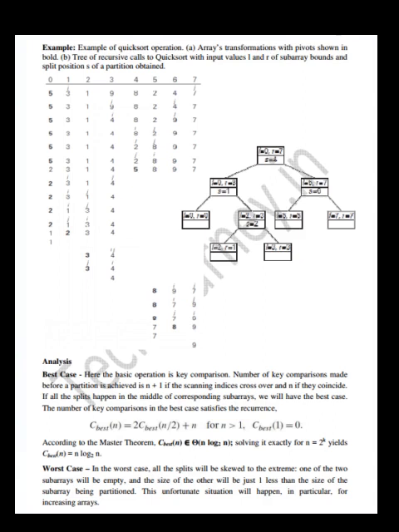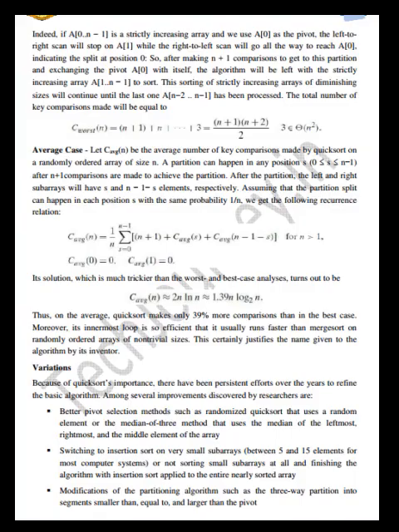Solving it exactly for n equal to 2 to the power of k yields C best of n equal to n log 2 n. Worst case. In the worst case, all the splits will be skewed to the extreme. One of the two subarrays will be empty and the size of the other will be just one less than the size of the subarray being partitioned. This unfortunate situation will happen in particular for increasing arrays.